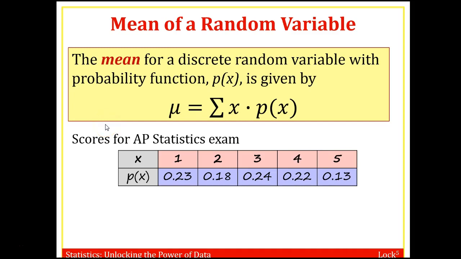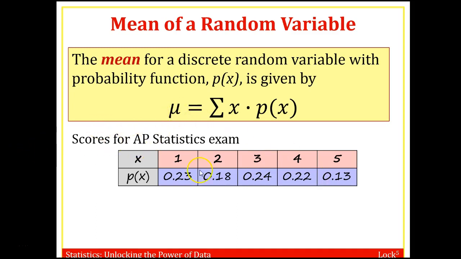Alright, so let's look at an example. This is data from AP statistics exams a couple years ago. So in AP stats, you can get scores between 1 and 5. And looking right here, 23% get 1, 18% get 2, and 13% get 5. If I remember correctly, you get college credit getting above a 3. Could be wrong about that.